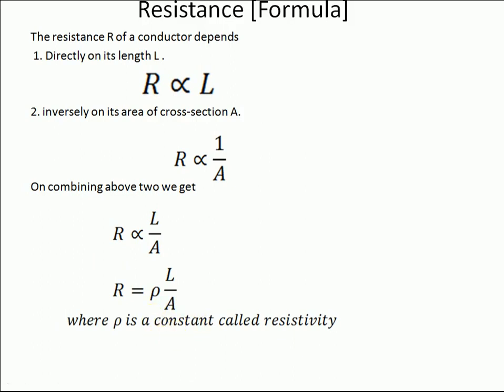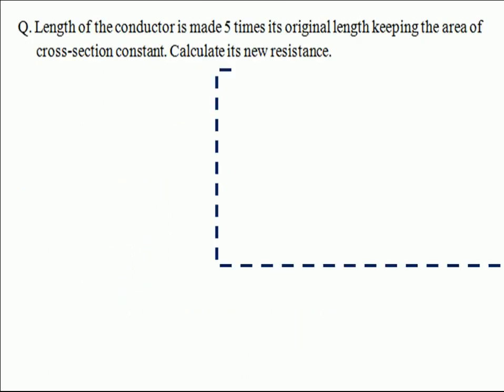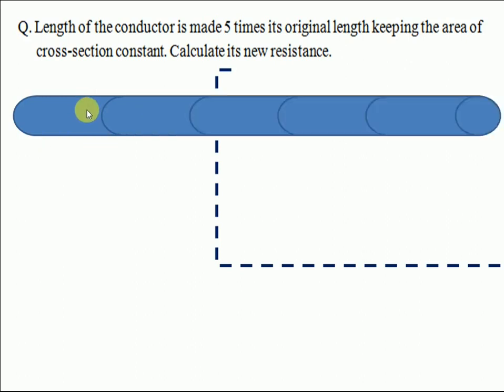Now let's use this formula to calculate the resistance of a conductor. So now this is a question. The length of a conductor is made 5 times its original length, keeping the area of cross section constant. Calculate its new resistance. So what I'm doing is, I'm having one resistance, I'm making its length 5 times, but I'm not changing the area, I'm just increasing the length. So how does the resistance change?